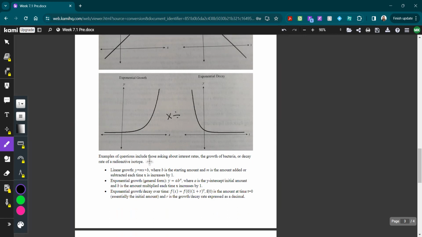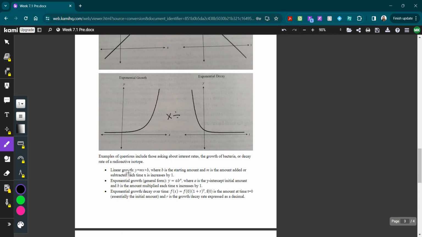So examples of questions, including these, they ask interest rates, growth of bacteria, or decay of a radioactive isotope. That's for exponential growth and decay. Another popular question also is population. But here's a little gist of linear and exponential.